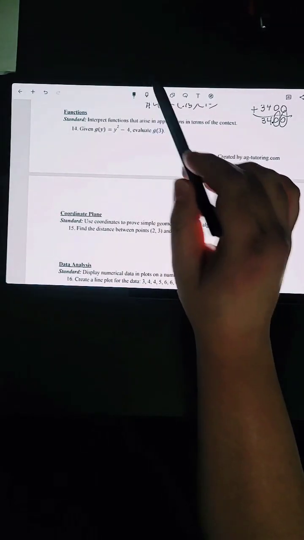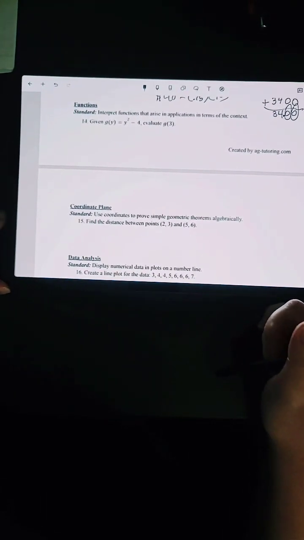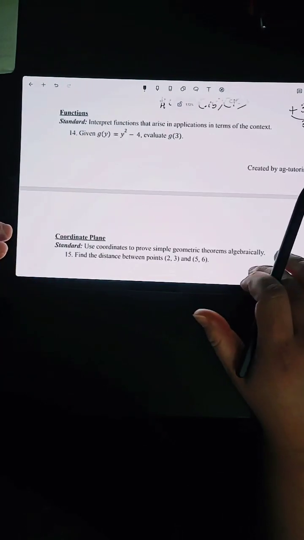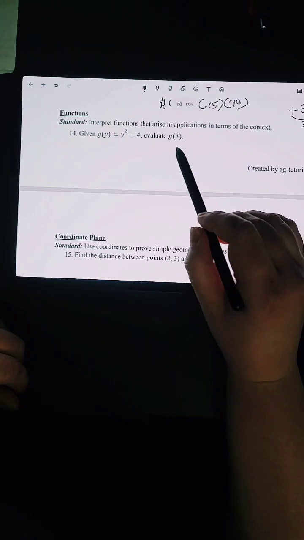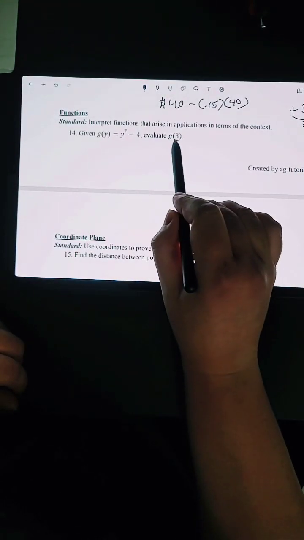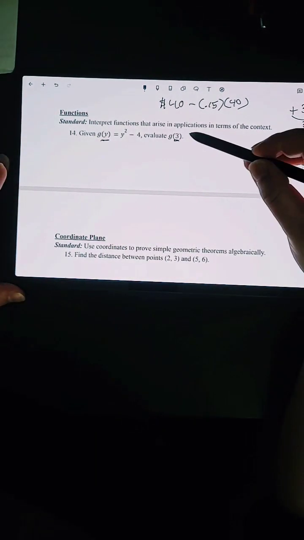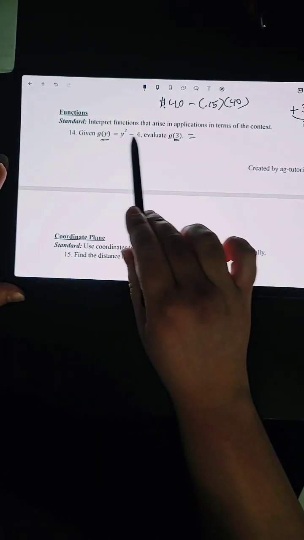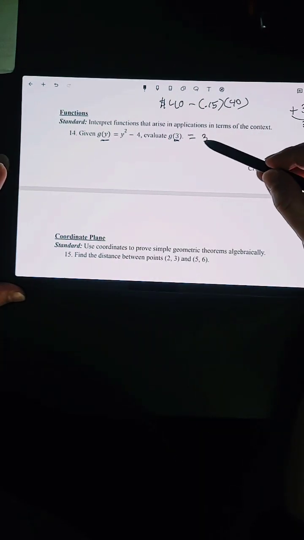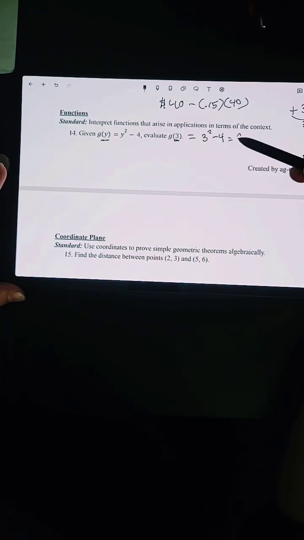So then let's go to the next one. We have a function g of y right here, and it says evaluate g of 3. Let me zoom this in a little bit more. What's in our parentheses right now is 3. So 3 is taking the place of y everywhere in our problem. To find g of 3, I have to replace every y with 3. So it has to be 3 squared minus 4. That would be 9 minus 4, which equals 5.